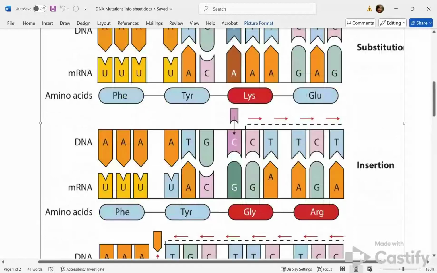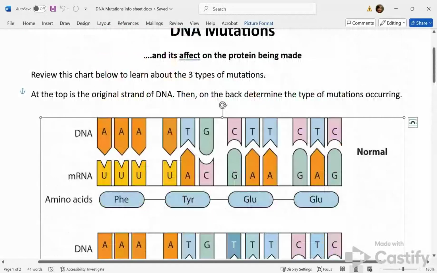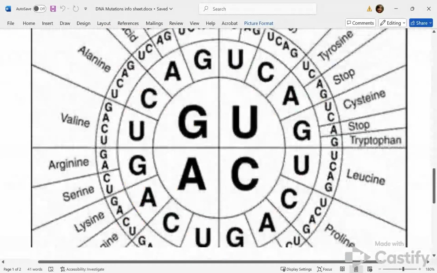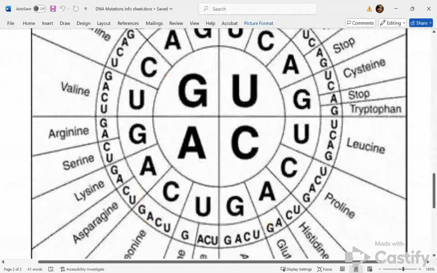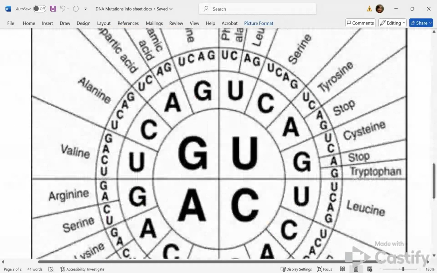All right, our last mutation is a silent mutation. So think about this codon chart, all right? There's only 20 amino acids, but if you do the math, 4 letters, A, G, U, C, and 3 spots, because each codon's 3. So that's 64 codons. But there's only 20 amino acids.